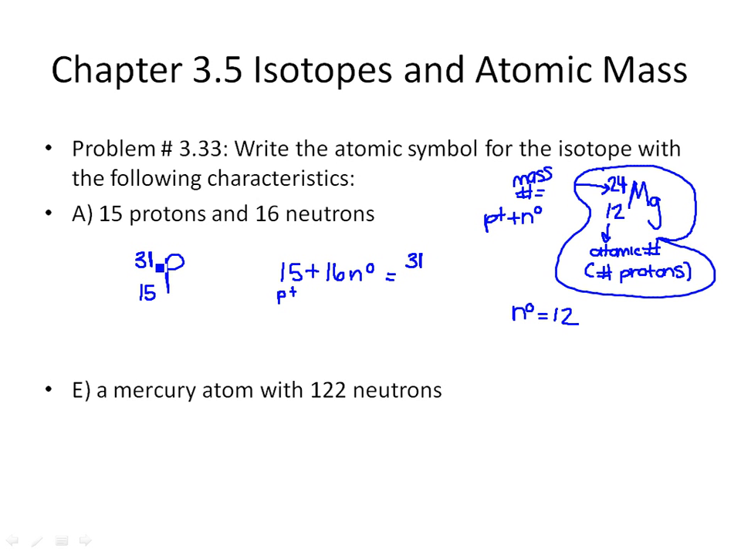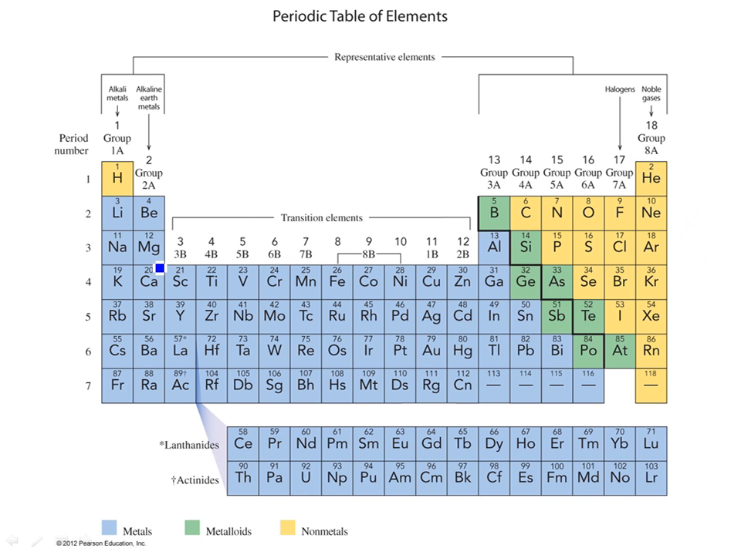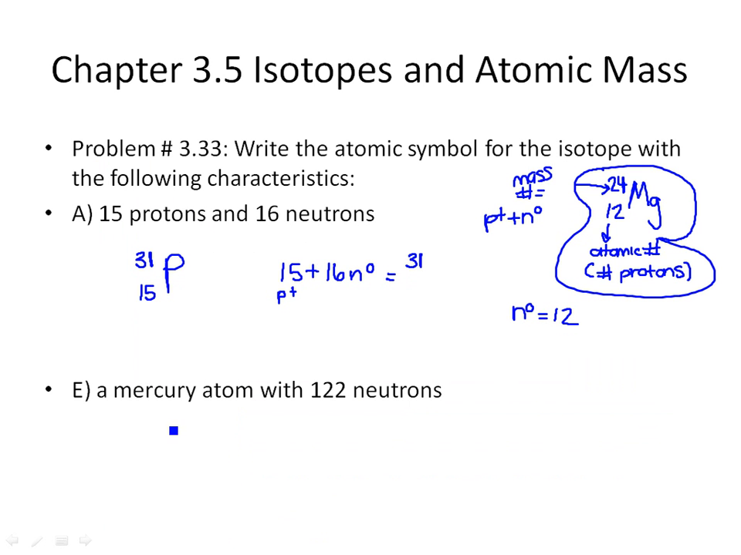Okay, a mercury atom with 122 neutrons. So if we go to the periodic table, I've got one here, and we find mercury. Some of you may know this, but mercury has the symbol Hg, and it has 80 protons. Its atomic number is 80. And so we would say 80, that's going to be our atomic number, and it has 122 neutrons.